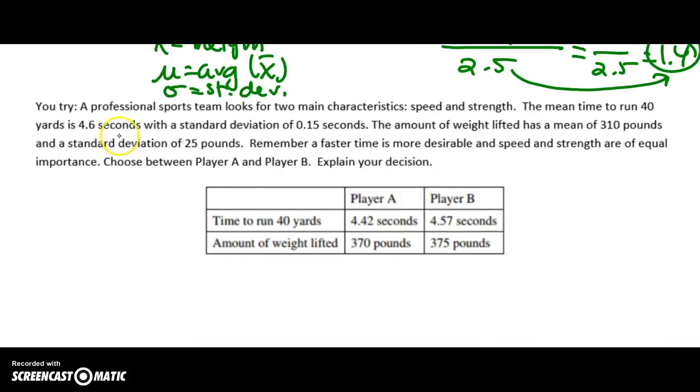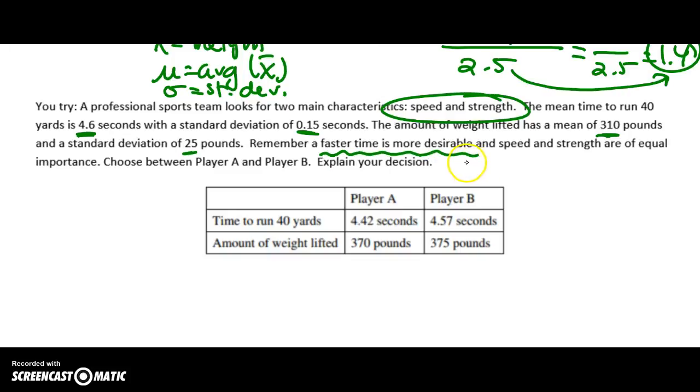A professional sports team looks for 2 main characteristics. We look for speed and strength. The mean time to run 40 yards is 4.6 seconds and the standard deviation is 0.15. So that's for running. The amount of weight lifted has a mean of 310 and a standard deviation of 25. Remember that a faster time is more desirable.